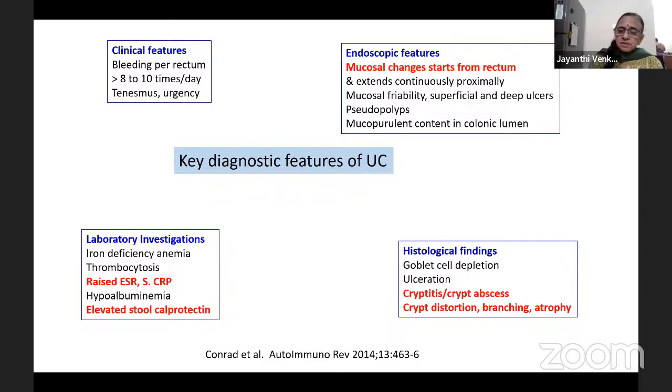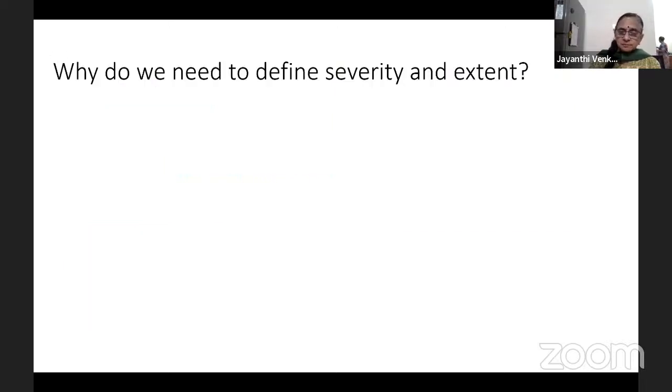The key diagnostic features of ulcerative colitis we've been discussing throughout this evening are the clinical features, classically bleeding per rectum; the endoscopic features, which I'll be discussing; the laboratory investigations, where CRP may have a role along with fecal calprotectin; and classical histological findings of goblet cell depletion, ulceration, cryptitis, and crypt abscesses with crypt distortion, branching, and atrophy.